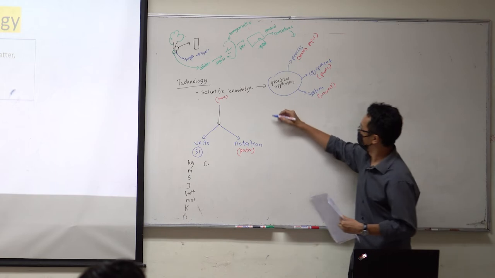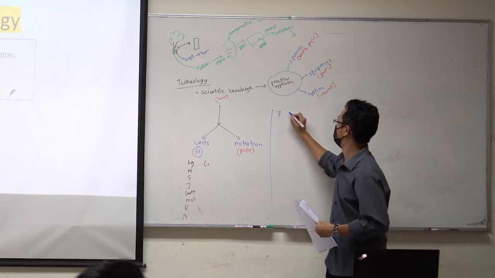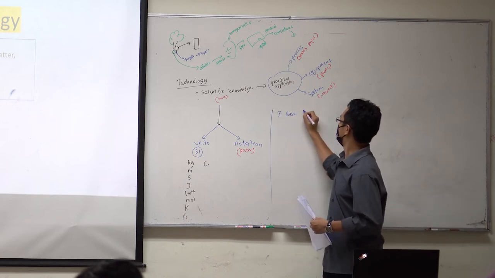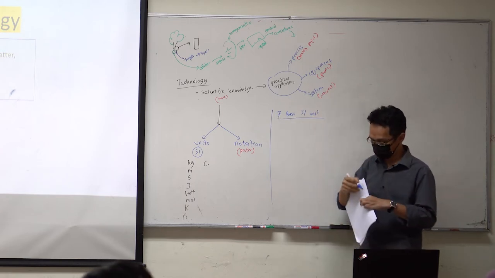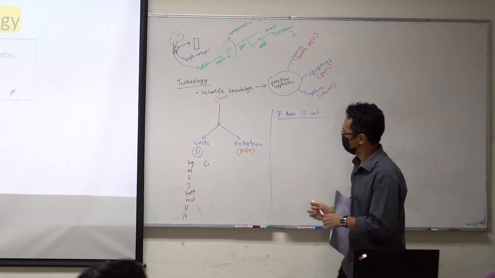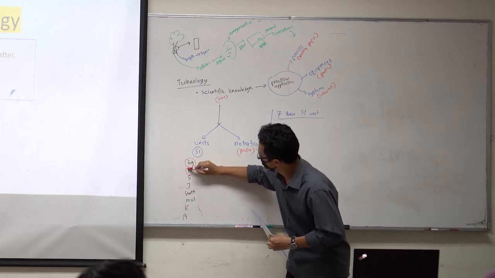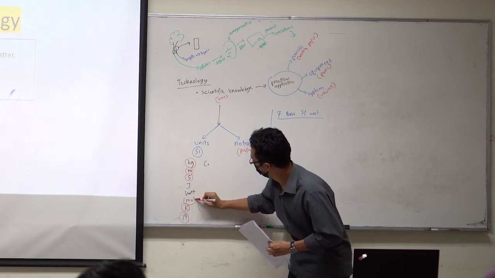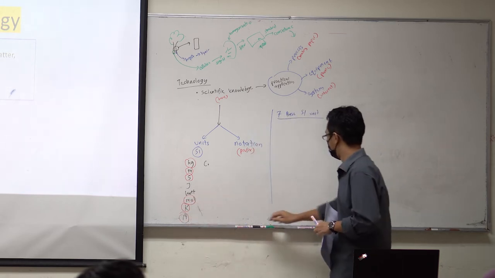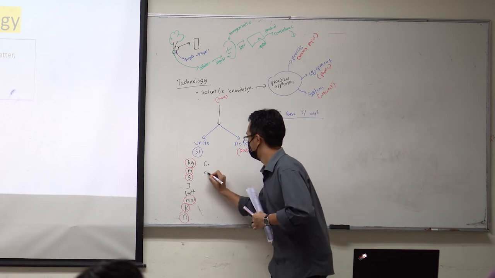Anyway, about the units. There are 7 base SI units. The rest are just derivatives. So examples of base units are kg, meter, second, Kelvin, ampere, mole, and another one is candela. So let me put candela.